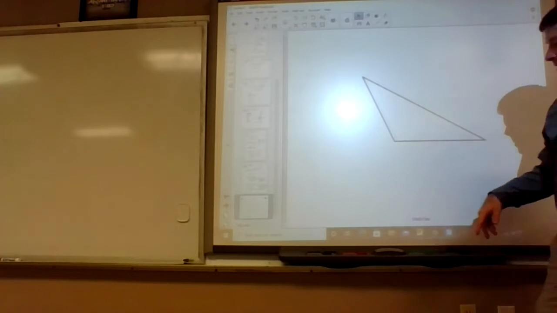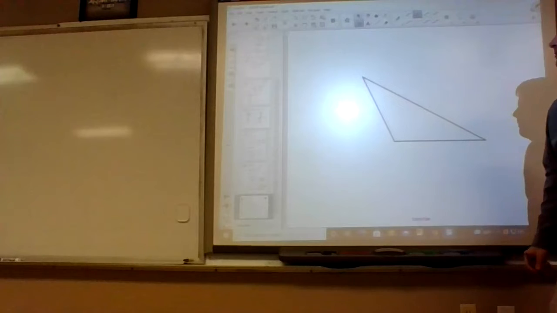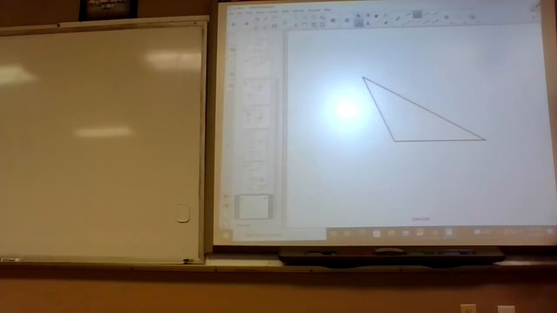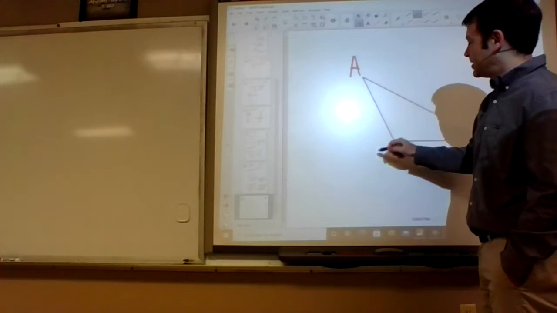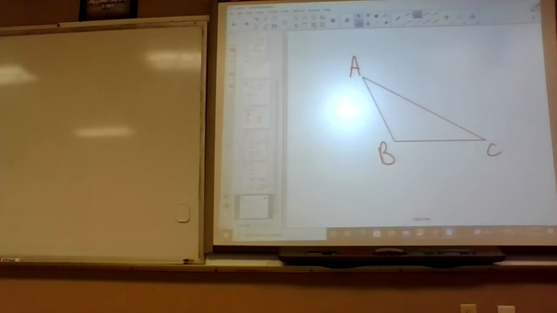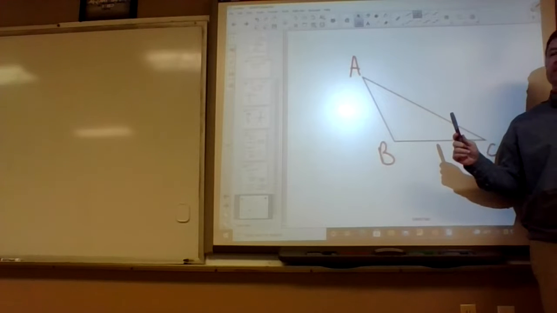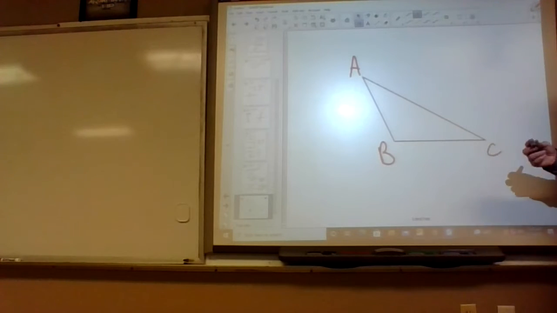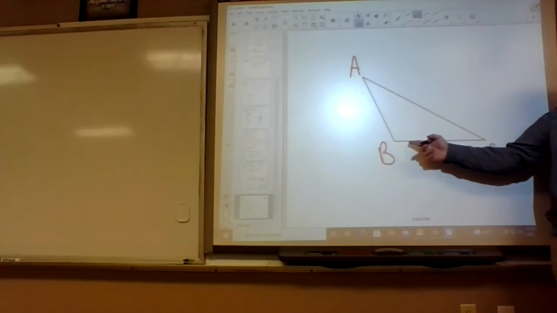Okay, on this triangle, what's the biggest side? Okay, that's not a hypotenuse. Why is it not a hypotenuse? Girls, are you listening? Okay, what's the biggest side? AC. What's the biggest angle? B. You can just call it angle B.